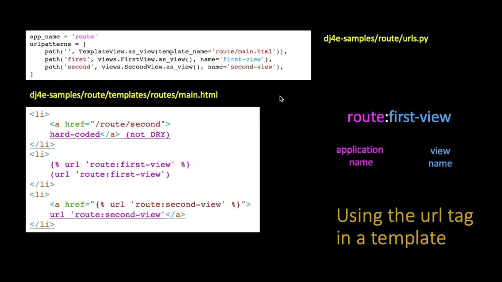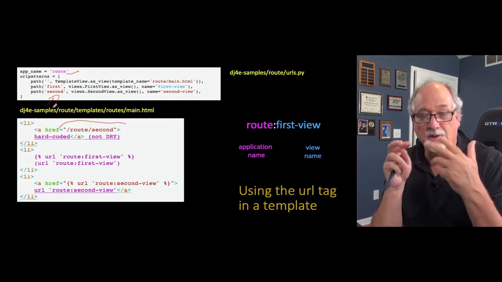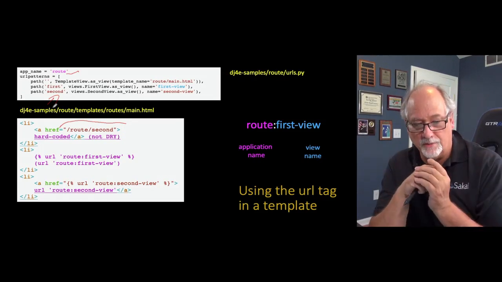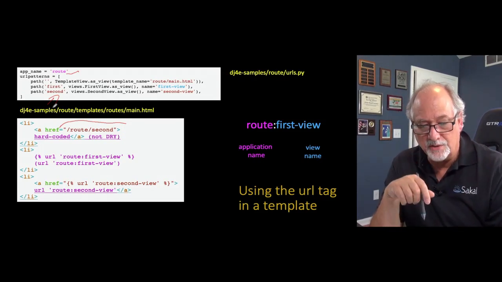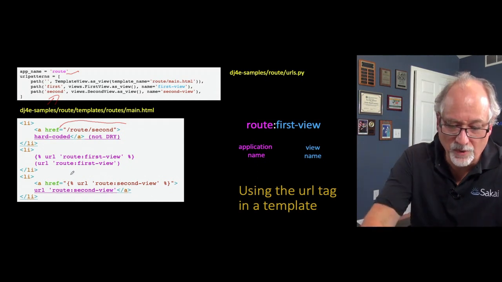So here's what happens if you just go to route/route, the name of my application. It pulls up this main.html. The first thing I want to show you is what a hard-coded URL looks like. We know that samples/route/second is going to go to that second view because the application's name is route and the view name is second. That's good. That will work. It's not going to break, but this is where you lose flexibility as you try to recombine applications from one into the other.